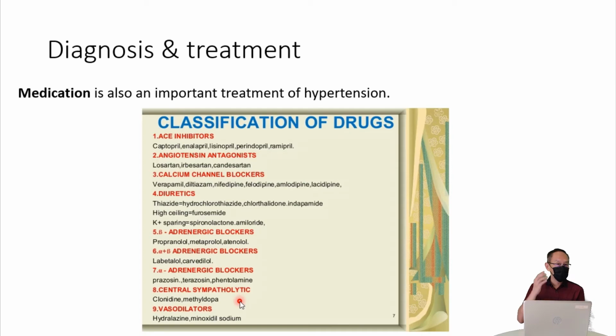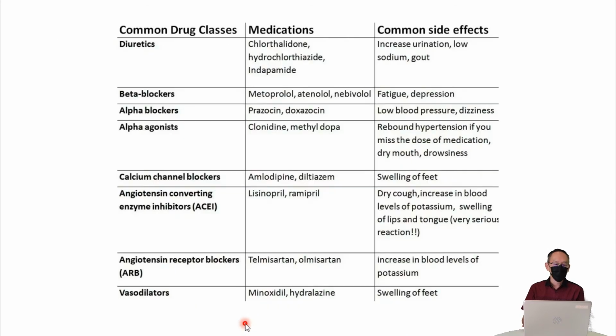Some medications act centrally, because in some patients, especially in the elderly group, their blood pressure is high not only because of the weakening of the blood vessels, but also poor control in the central brain area. The central acting group acts on the brain to control the blood pressure. For example, clonidine, methyldopa, or Aldomet. Certain ones are direct vasodilators, hydralazine or minoxidil.